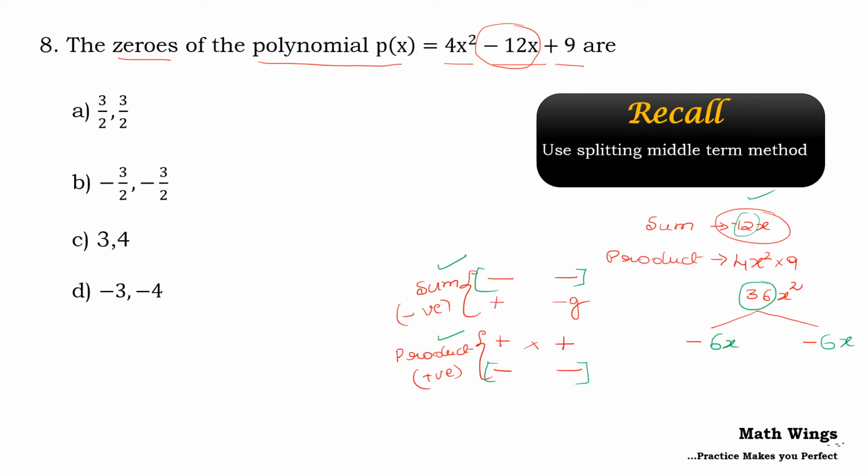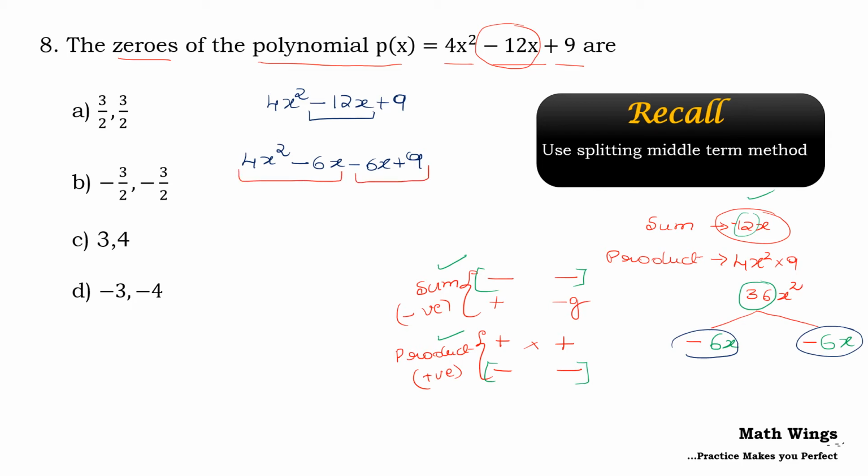Therefore, let us apply this to the polynomial that we are given with. We have 4x square minus 12x plus 9. As the name indicates, we are going to split minus 12x here. So we can write 4x square and plus 9 as it is, and the middle terms can be minus 6x and minus 6x. So here minus 6x minus 6x. Here, by grouping the two terms together, we can simplify this problem.